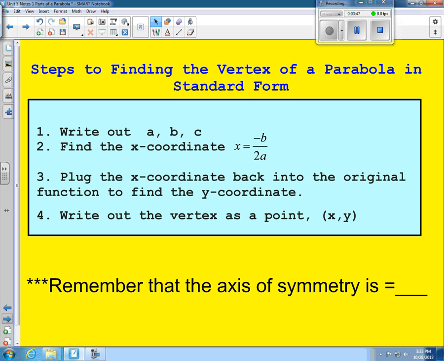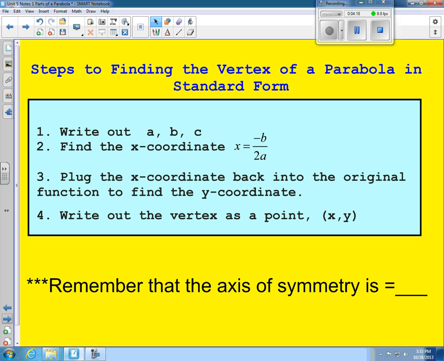All right, let's put this into play with some steps. Steps to finding the vertex of a parabola in standard form. Go ahead and pause this if you need to be able to write it down. First thing you do is you're going to write out a, b, and c. Then you're going to find the x-coordinate. This formula here, we could go through how we could find this formula, or you can just say, yep, Mrs. Matheson, this is my x formula. So if you ever want to find your x, you're going to plug it into negative b, or opposite b is a good way to think of it, over 2a.